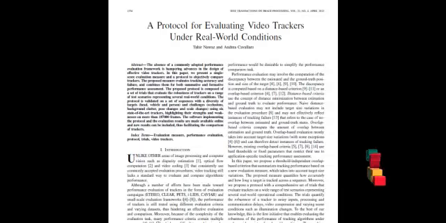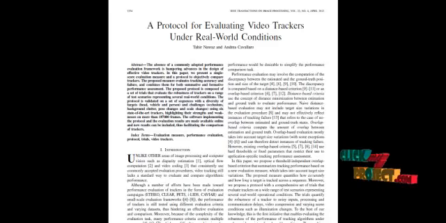Let me discuss the process, a protocol for evaluating video trackers under real-world conditions. In this process, they have implemented many video trackers, and the comparison for each video tracker is given. Here we are providing a mechanism to track multiple objects in the video. For that we are using a background subtraction method to segment the foreground objects from the video.